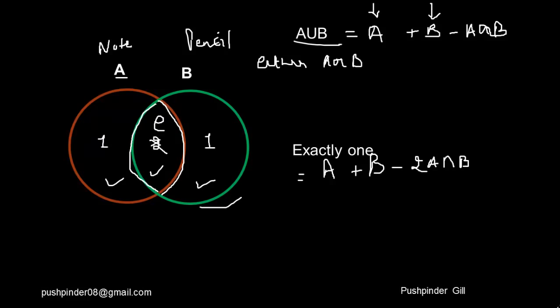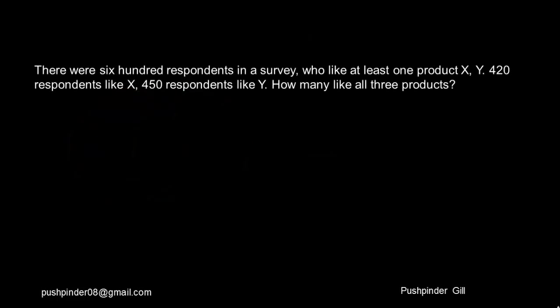So I hope everyone understood. This is really easy. Fine. So if you want to calculate A and B, which is nothing but this area, that is A intersection B. Fine. So I hope everyone is understanding how to calculate all these things, right? So let's see this question.